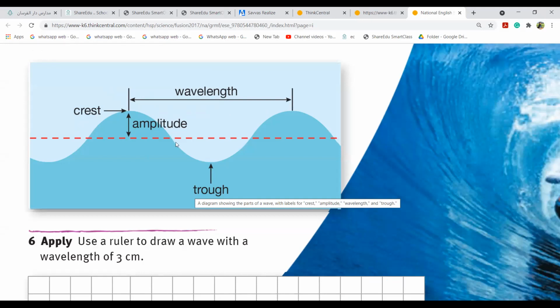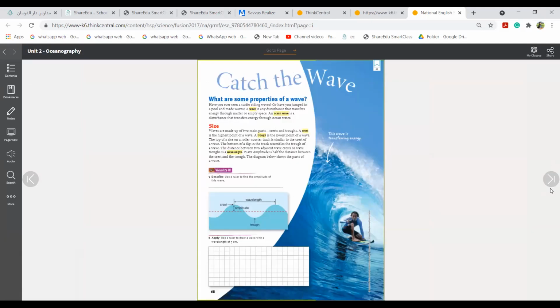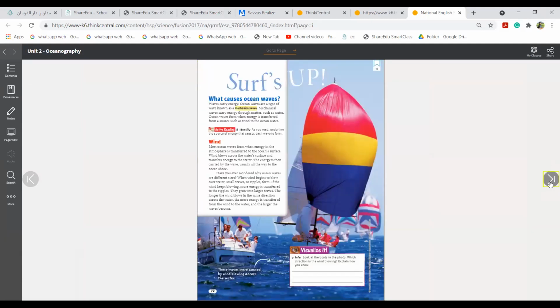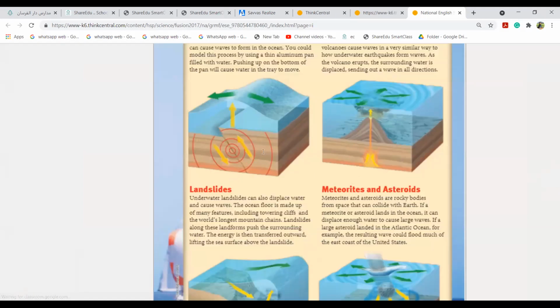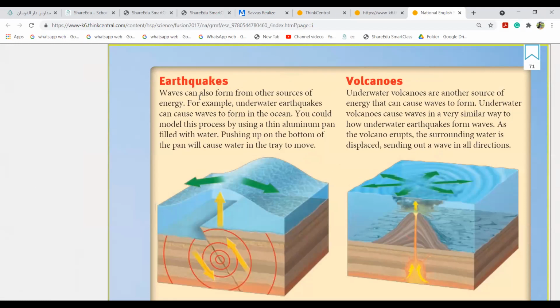So this is all what we have learned in yesterday's class. And then I told you about earthquakes, how waves are formed in earthquakes, how it affects volcanoes, underwater volcanoes, and even that has so much energy that causes large waves or big waves. Underwater volcanoes cause waves in a very similar way to underwater earthquakes. When you see them, they're almost very similar.